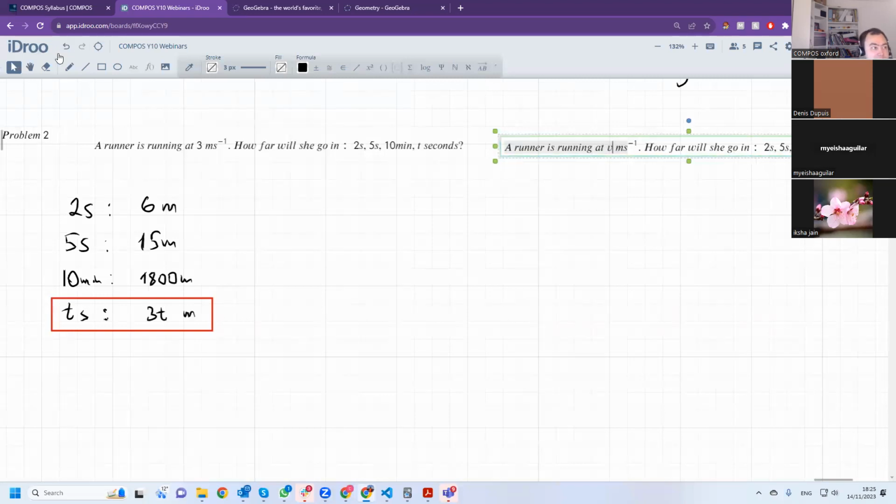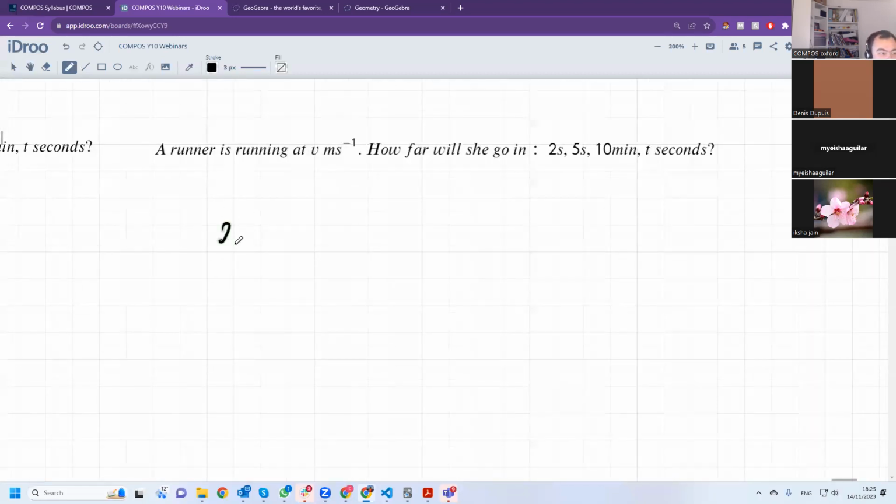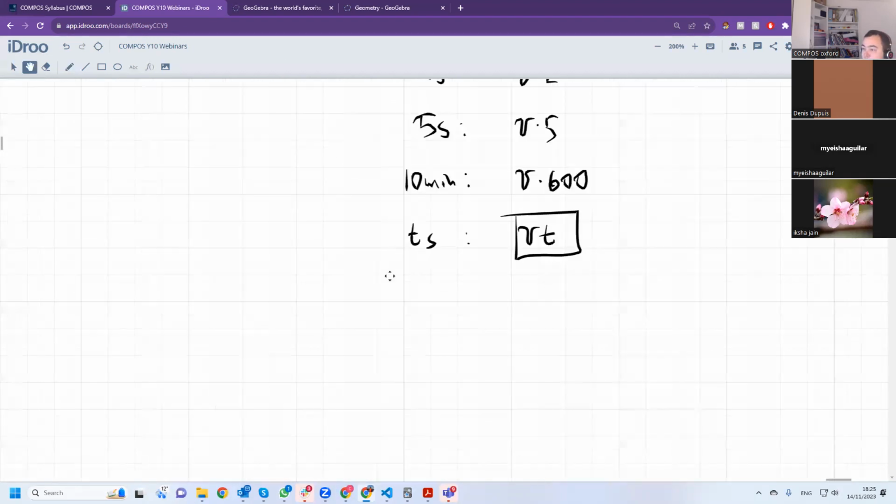At v meters a second, how far will she travel in 2 seconds? Well, in 2 seconds, she will travel v times 2. In 5 seconds, she will travel v times 5. In 10 minutes, she will travel v times 600, and in t seconds, she will travel a distance of vt. We will see a lot of this later today, but just keep that in mind.